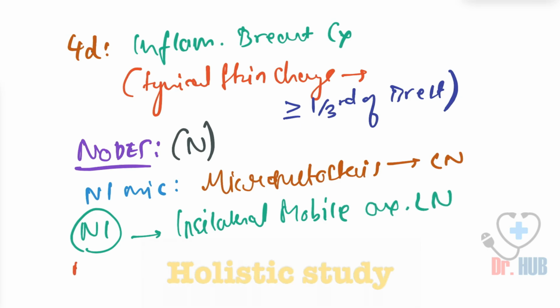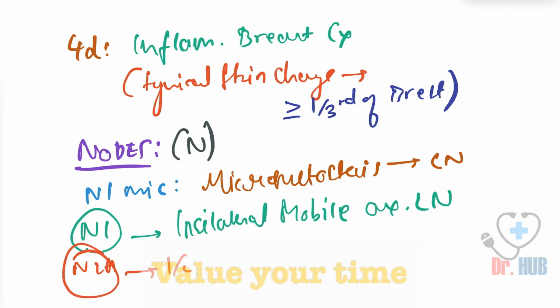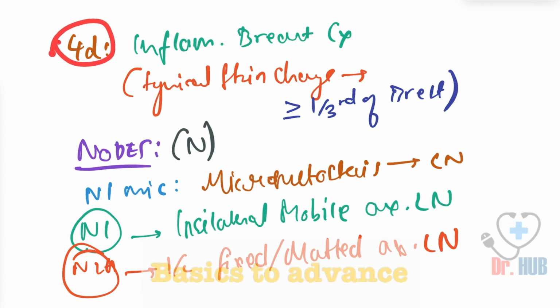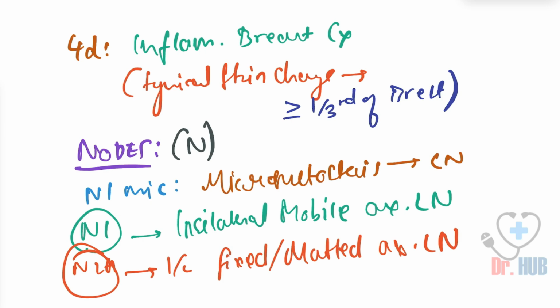Then we have N2A. N2A is nothing but ipsilateral fixed or matted axillary lymph node. Just to recap 4D, what we saw refers to inflammatory breast carcinoma, and it has a typical skin change and involves greater than 1/3 of the breast.